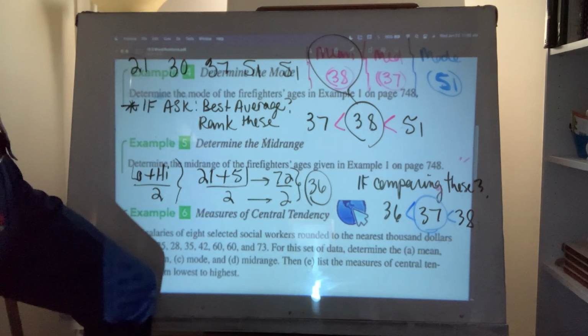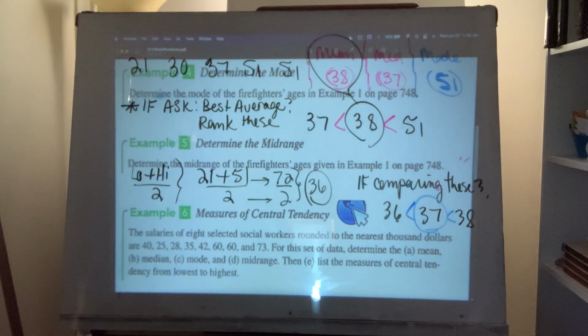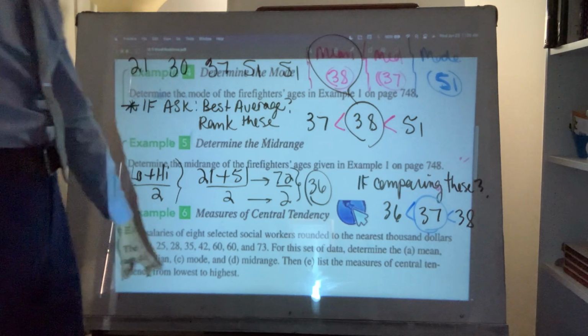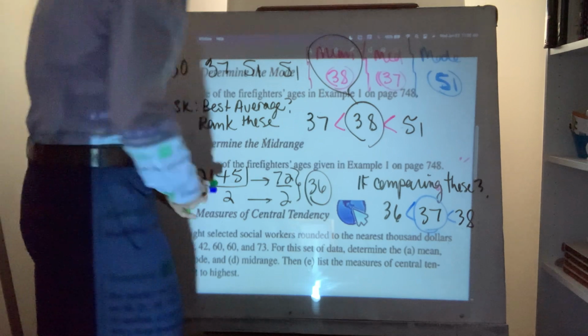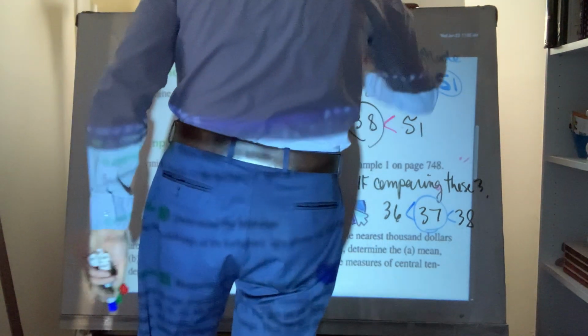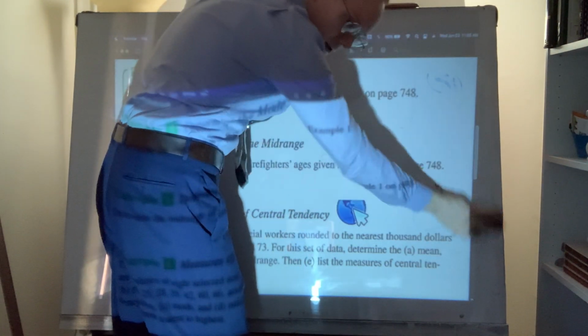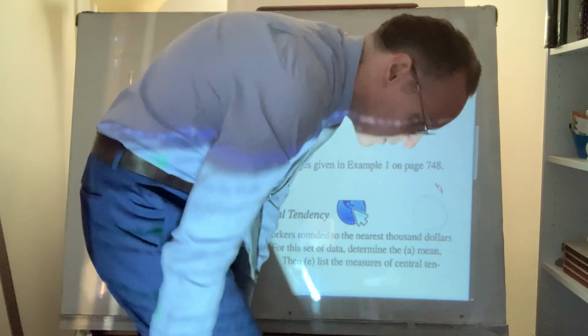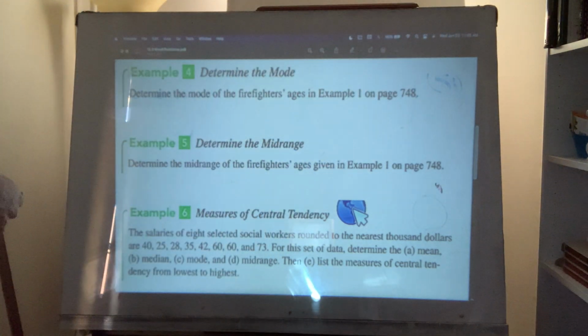All right. For this set of data, determine the mean, the median, the mode, and the mid-range. Then list the measures of central tendency from lowest to highest to compare them, similar to what I had alluded to a moment ago. All right, so let's do that. All right, let's rank them.